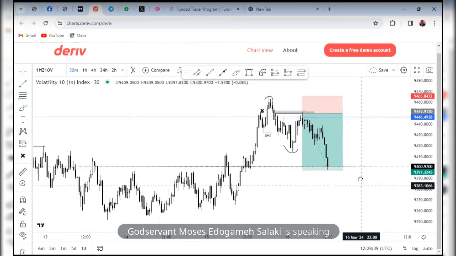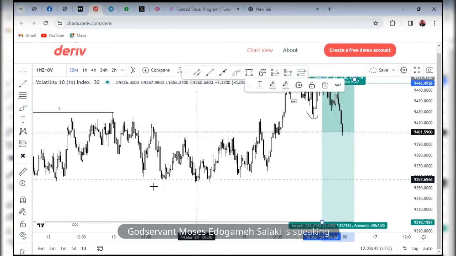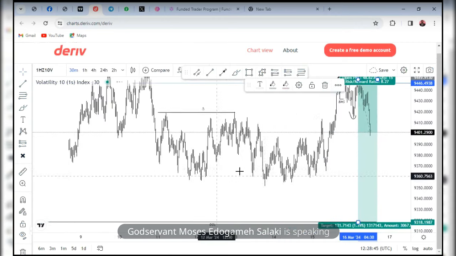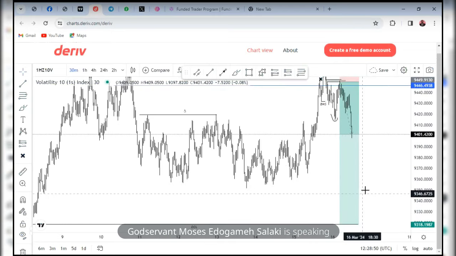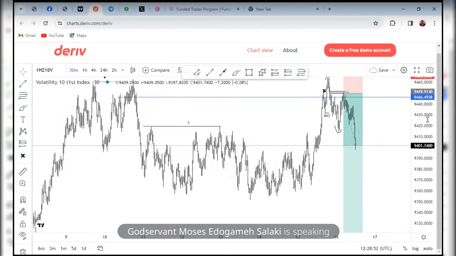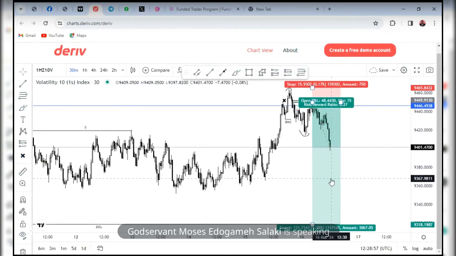So we're still expecting that price should come, take out all of these liquidities, these trend line liquidities that are here, and then possibly price should get to this zone. And if price keeps respecting this structure, we should have a 1 to 8.